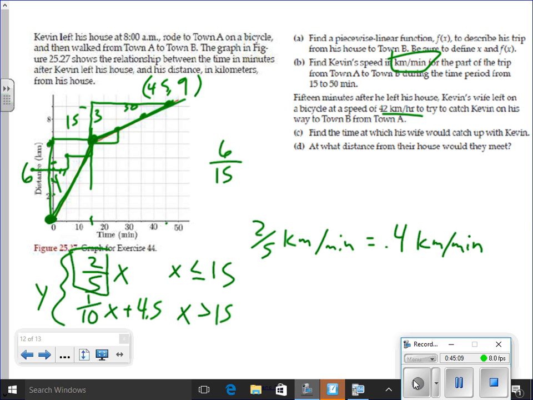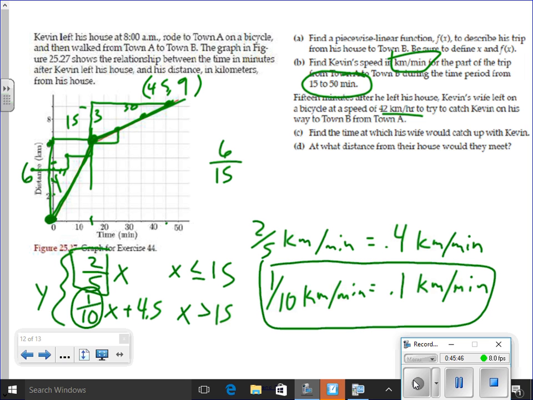But that was for going on the bike. The second part would be from 15 to 50 minutes, and in that area he went 1/10 of a kilometer per minute, or 0.1. So this is actually the answer to part B.